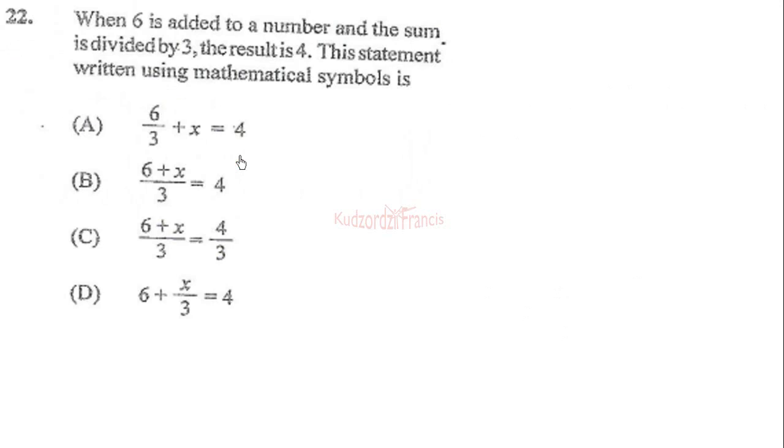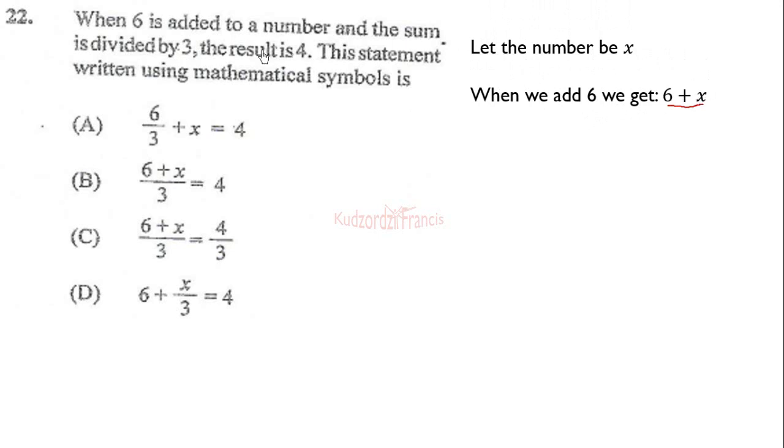Now, let's proceed to the 22. When 6 is added to a number and the sum is divided by 3, the result is 4. These statements written using mathematical symbols is. So we let the number be x. When we add 6 to the number, we obtain 6 plus x. So this is now the sum. This is called the sum.